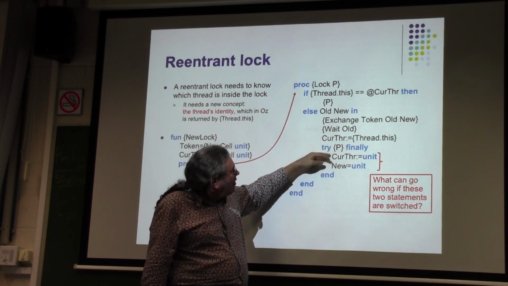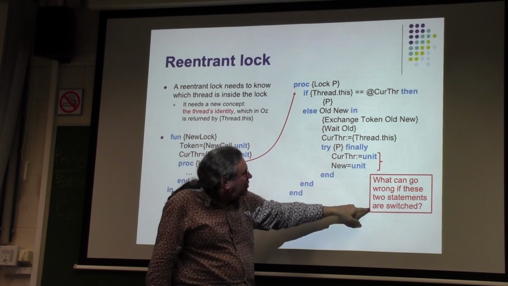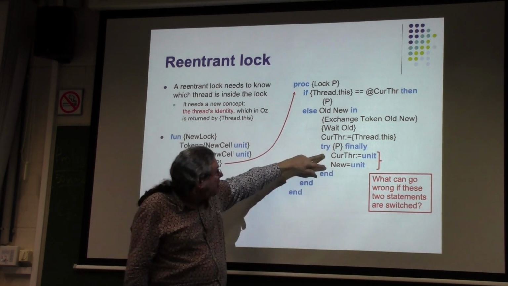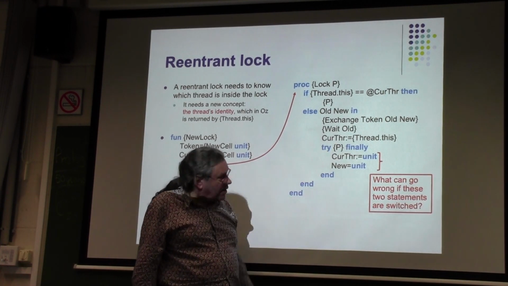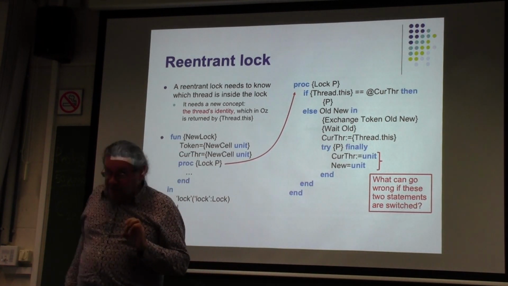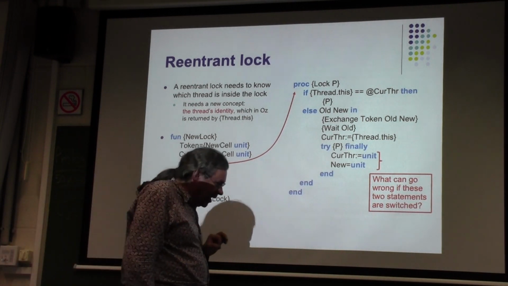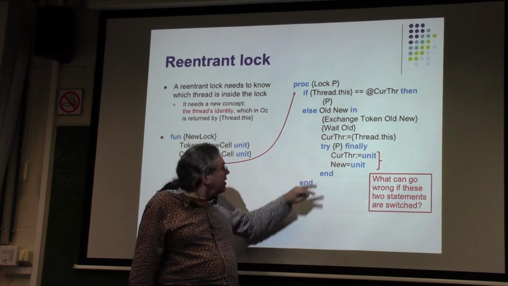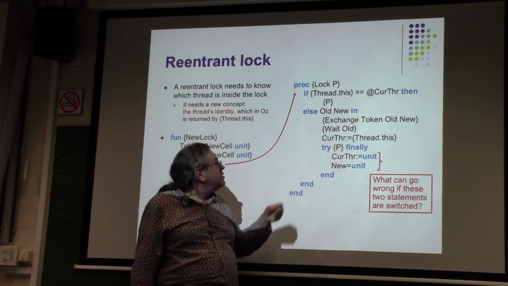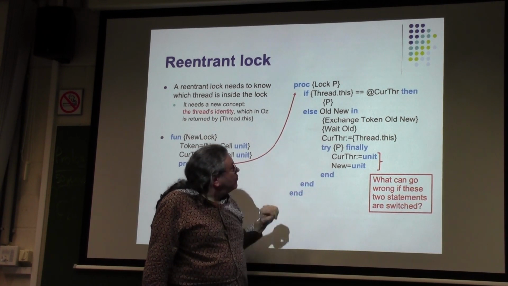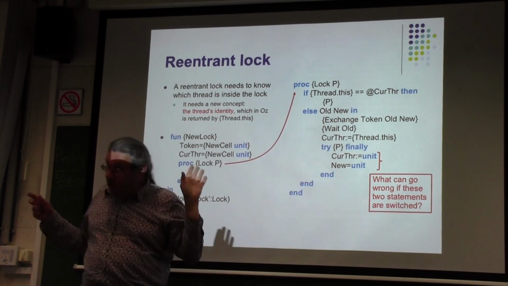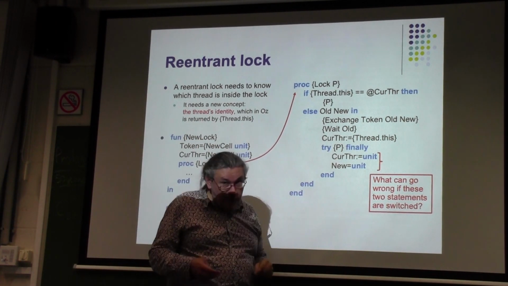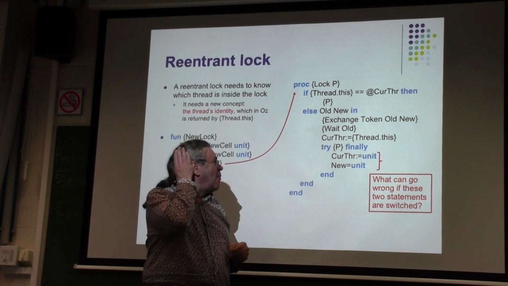So what can go wrong? You should try to imagine a buggy scenario. This is an exercise for you. If I switch these two statements, you have to imagine a nasty scheduler. The scheduler is a bad guy. How can the scheduler make your program go really bad if I switch these two? In the way it's written now, no matter what the scheduler does, the program is right. It will never go wrong. But if I switch these two, the scheduler can make it go bad.